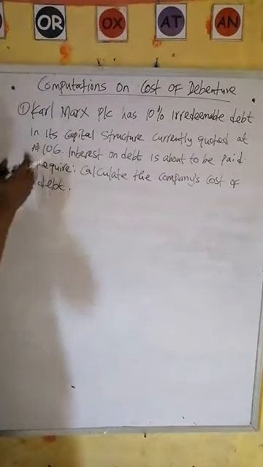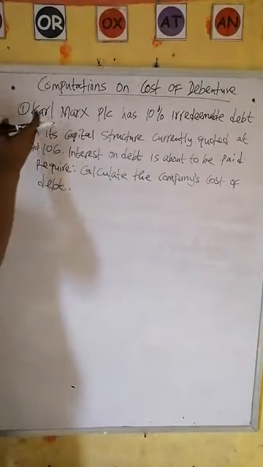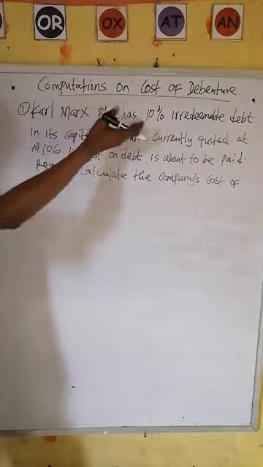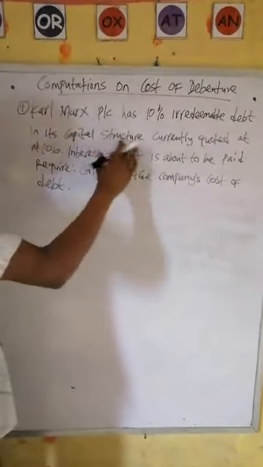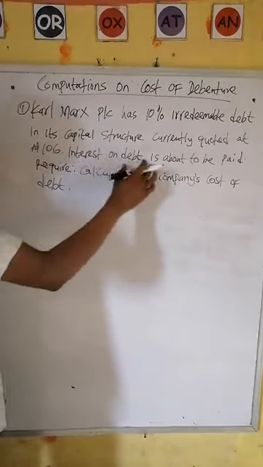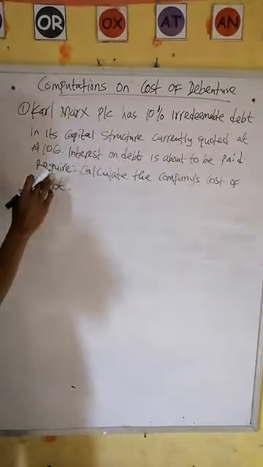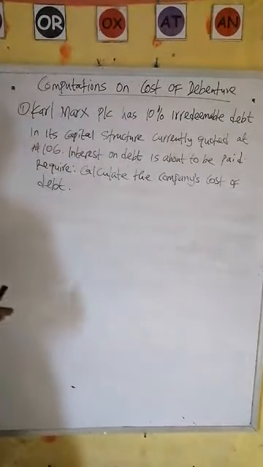Now, looking at this question on the board here, the question stated that Marx PLC has 10% irredeemable debenture in its capital structure, currently quoted at 106 naira. Interest on debt is about to be paid. You are required to calculate the company's cost of debt.